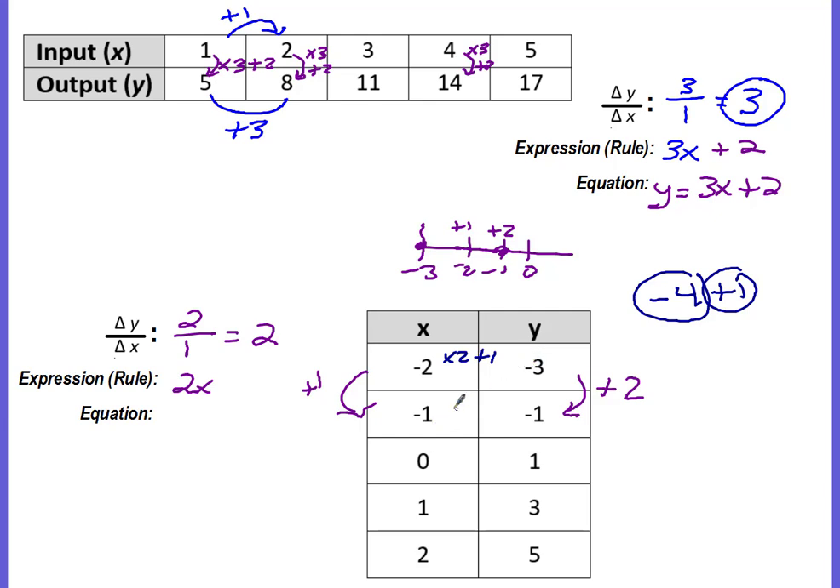Let's see if it works with a -1. -1 times 2, a negative times a positive is a -2. And what do I get when I add a positive 1? We get a -1.